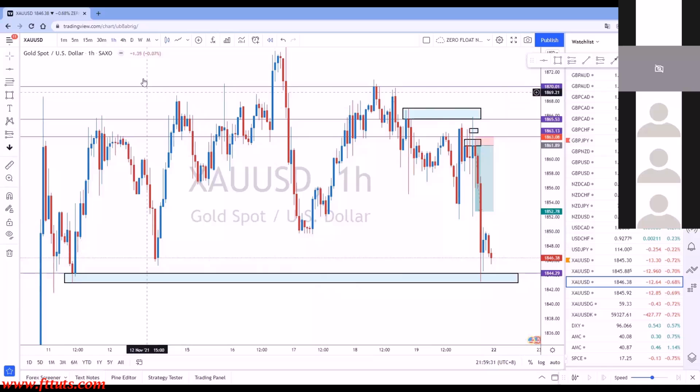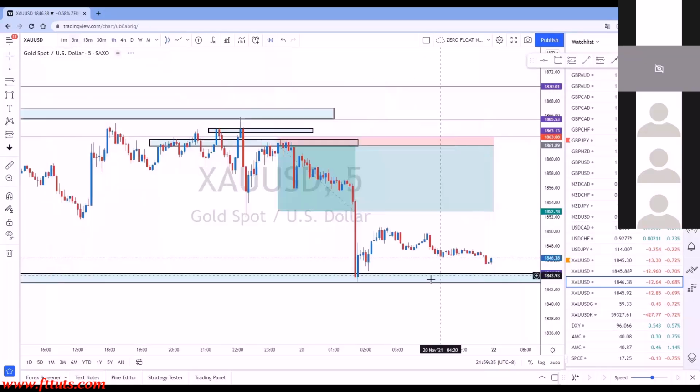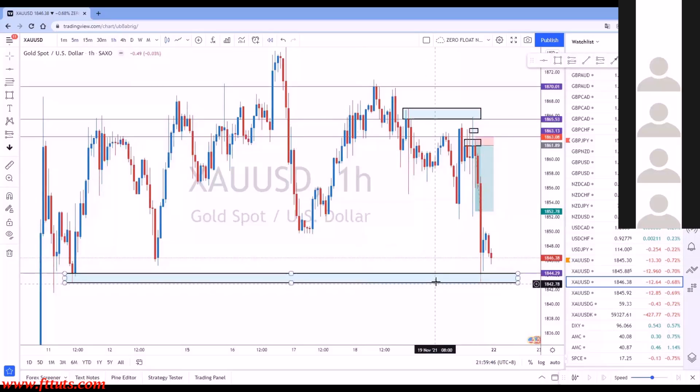Here I'm going to show you a little bit. This is the H1 danger zone. On the M5, there is no rejection, so here, do not trade. If price comes in here and there is a confirmation rejection, only then you trade on the buy side. That's my tip for this one.